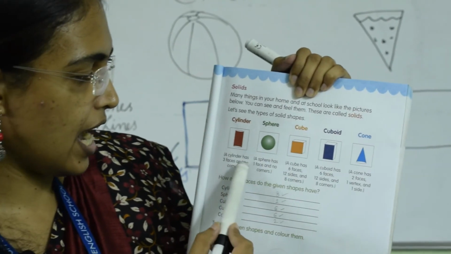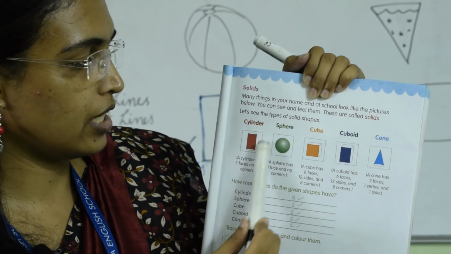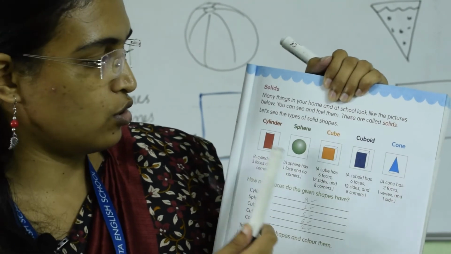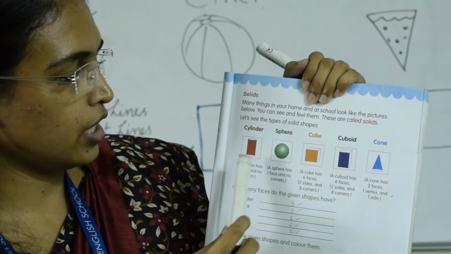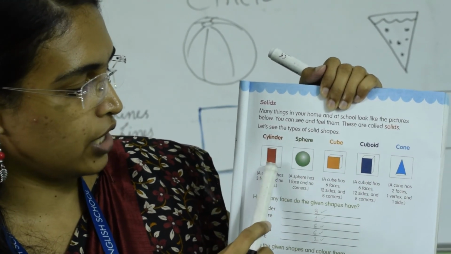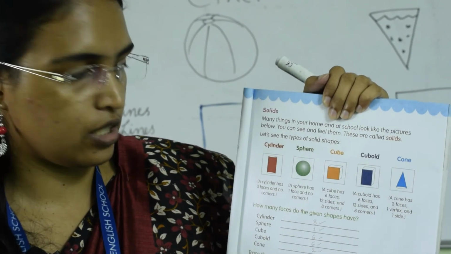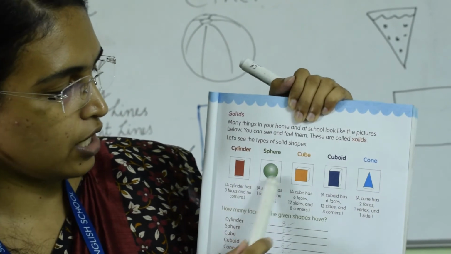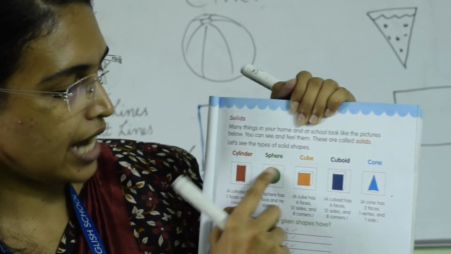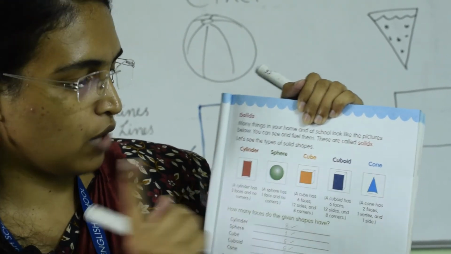A cylinder has 3 faces and no corners. Can you see any corners here? No. So a cylinder has only 3 faces. Okay, 1, 2, 3 faces, but there are no corners. A sphere has 1 face and no corners. A sphere also looks like a circle. It has no corners but 1 face.